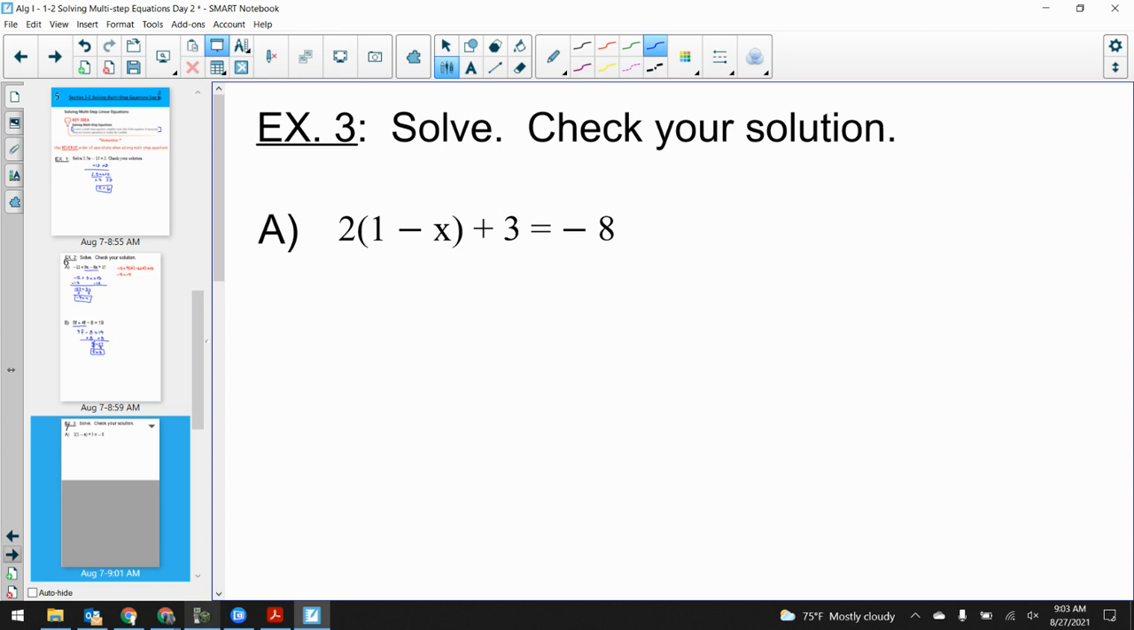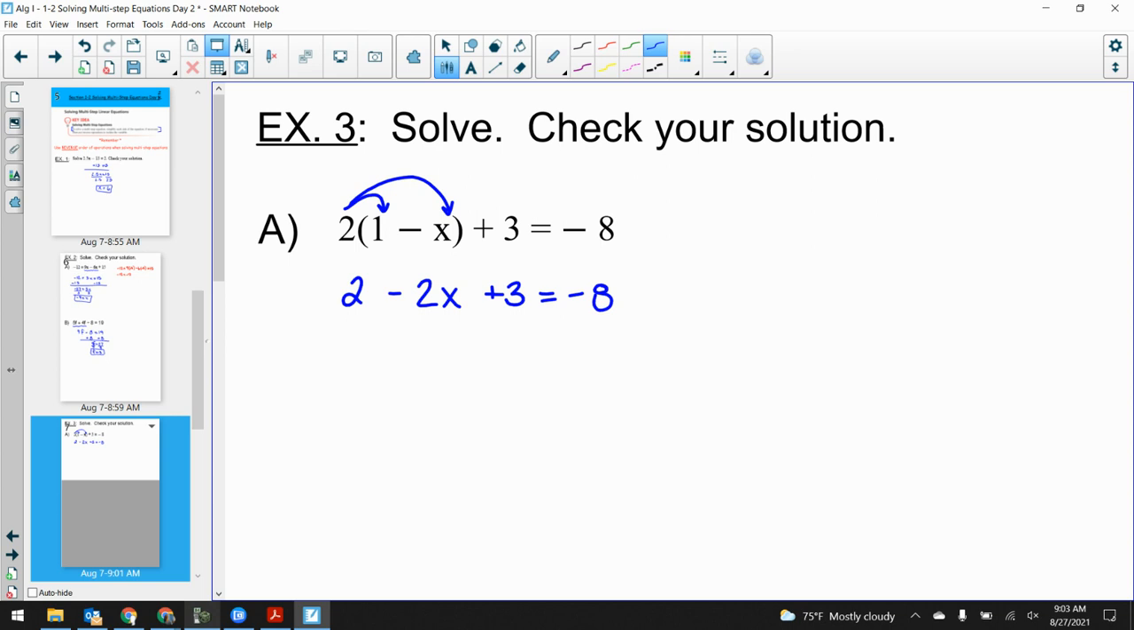So do this one with me here. What's the first thing that I need to do? Distribute the 2 to the 1 and the negative x. Good. So I'm going to distribute the 2 in. I take 2 in here and here. So this gets me 2 minus 2x plus 3 is equal to negative 8.